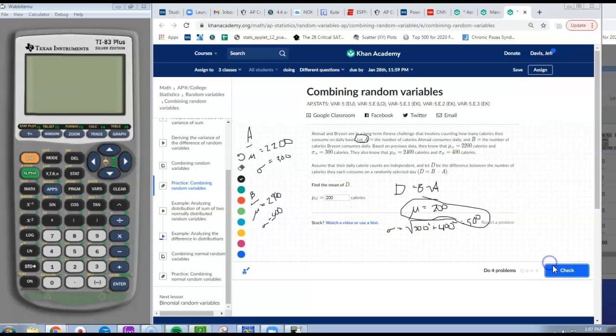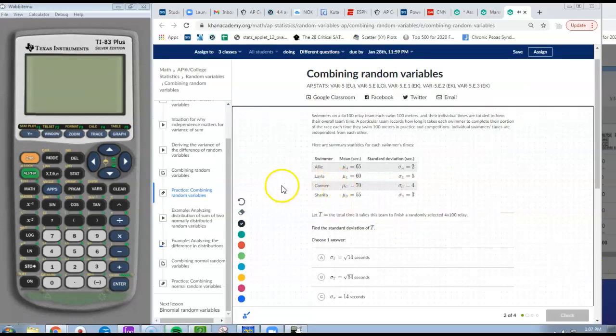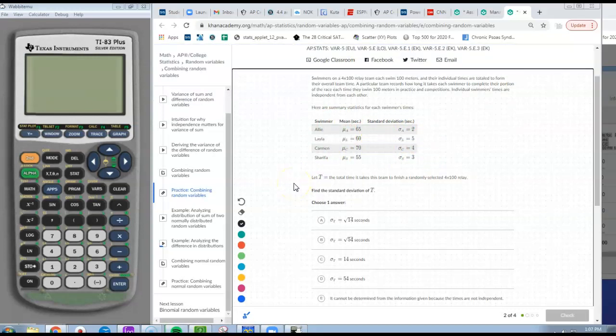Let's start here with just the mean. Move on to the next here. 4 by 100 relay, 100. Okay, so we got 4 swimmers. We got all 4 of their means and standard deviations. If they all swam right in a row and we added up their times, what would be the standard deviation there?